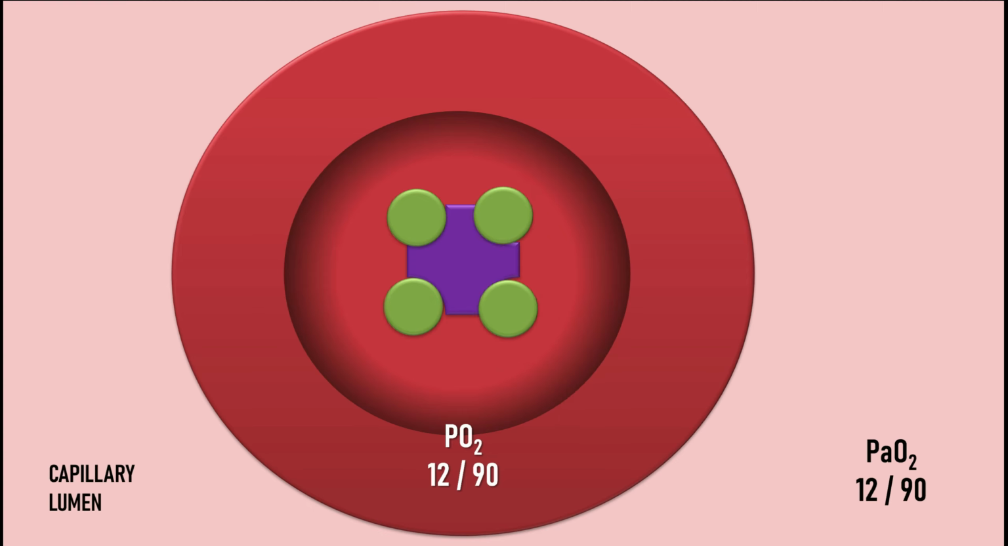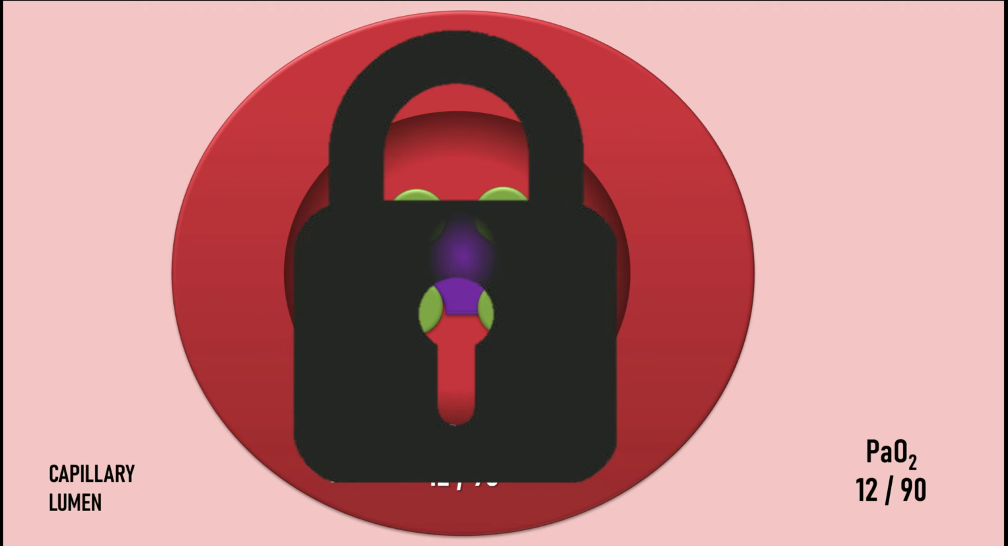Importantly, when that hemoglobin is fully saturated with oxygen, it becomes locked down and it rigidly holds onto oxygen until it has been transported to the tissues. This is sometimes known as the relaxed state.